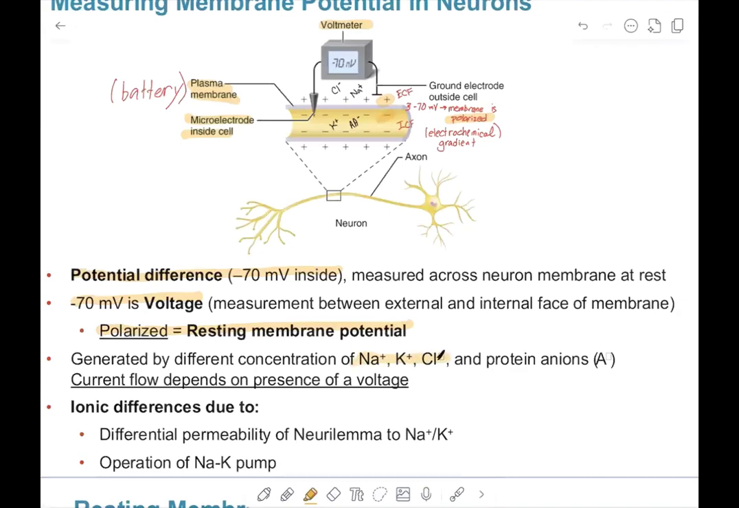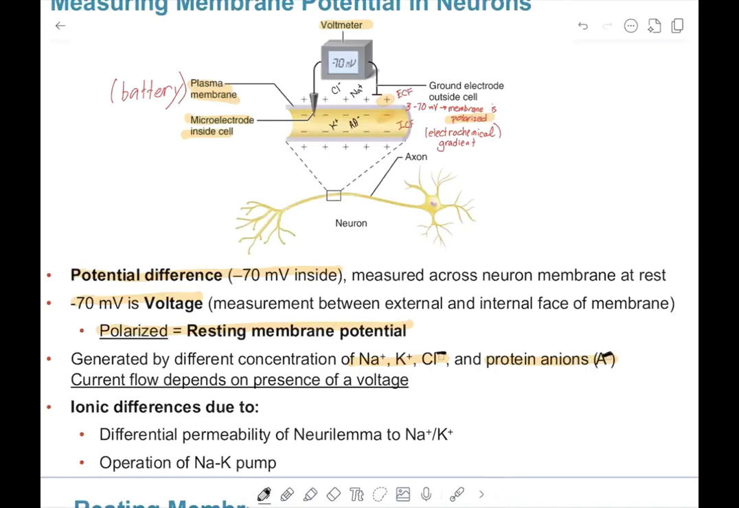So it's generated by the different concentrations of sodium, potassium, and chlorine. Chlorine's supposed to have a negative charge, so I kind of have a slanted negative there. So I'll try to correct that. But regardless, it's those three, and there's protein anions on the inside. For some reason, the negatives didn't come through. But the current flow is going to depend on that voltage.